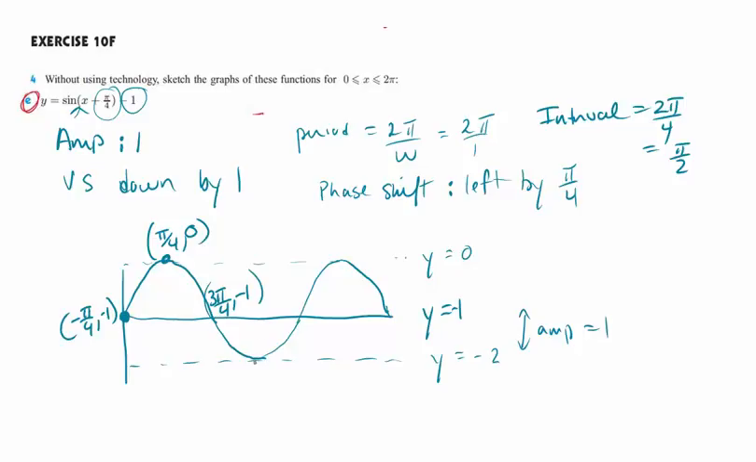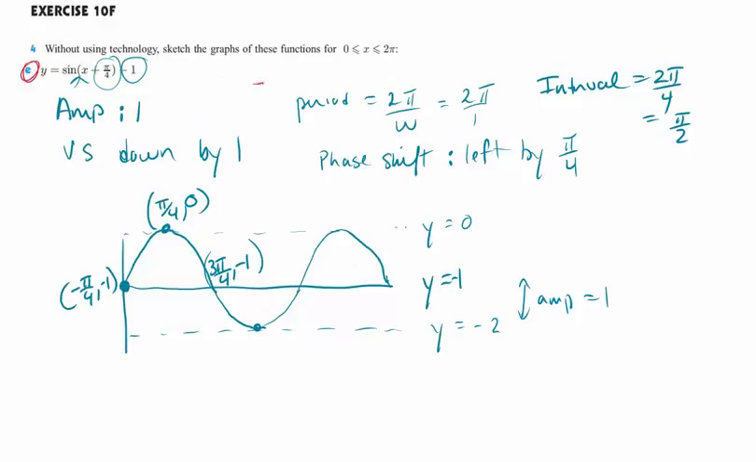Then we're going to add another half. Then we get 5 pi over 4 and negative 2. We add another half, we get 7 pi over 4 and negative 1. We add another half, and we get 9 pi over 4 and 0.